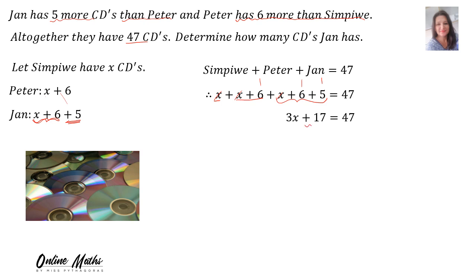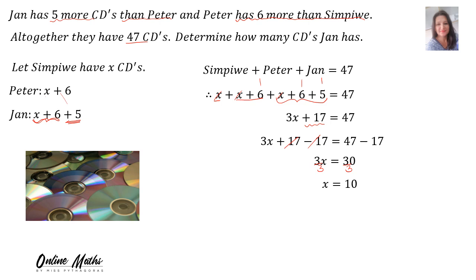We will get rid of the plus 17, and then we find the additive inverse for plus 17 is minus 17. So both sides we will subtract 17. Then we can say plus 17 minus 17 will cancel, and on the right 47 minus 17 is 30. Then we want to solve x, so we will divide away the 3 both sides, and x is equal to 10. Remember, that's not the answer, because the question was determine how many CDs Jan has.